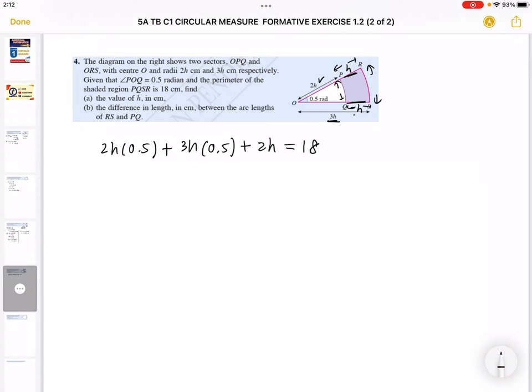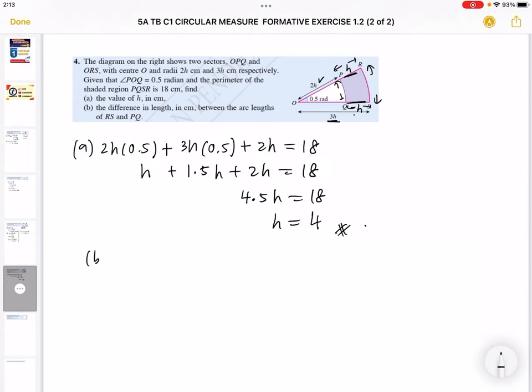Okay, so actually this one you can use a calculator, or I'll show you one by one. 2h times 0.5 is just 1h, 3h times 0.5 is 1.5h, sorry, this is a plus sign. Then you plus another 2h, you get 18. Add them up, 4.5h is 18, h is 18 divided by 4.5, h is just 4. Alright, that is part A.